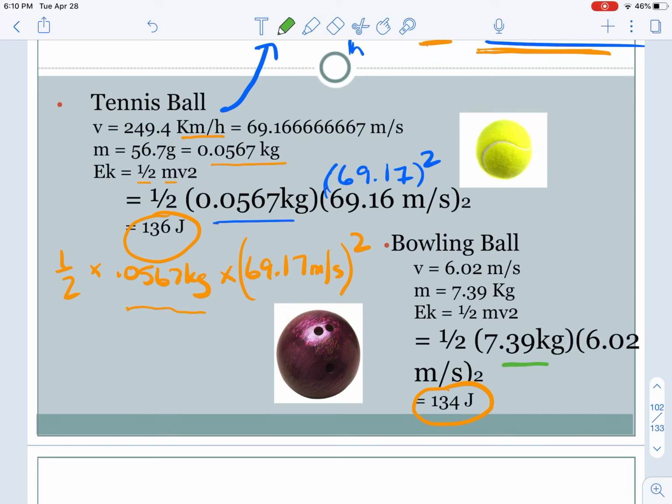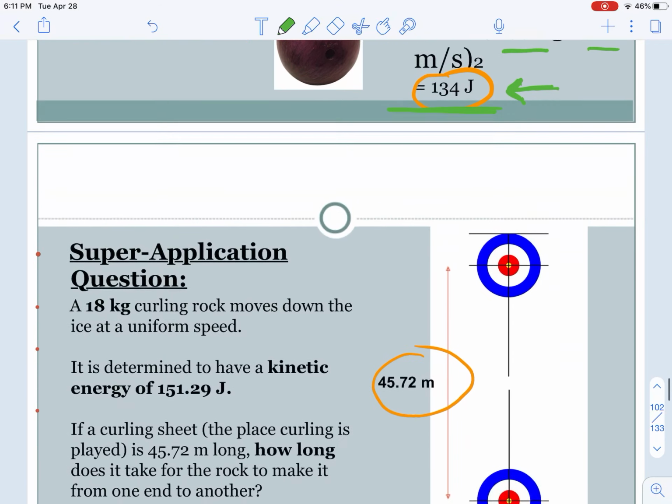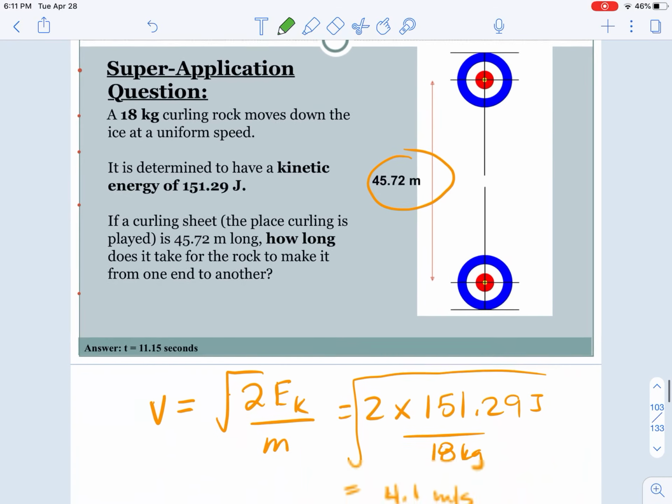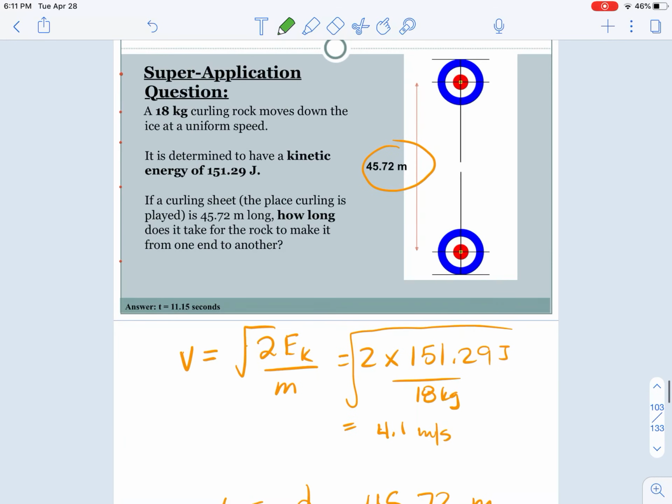When we do the bowling ball here, it's already in kilograms, so it's 1/2 times 7.39 times 6.02, because that's already in meters per second. But remember, it's squared, so you've got to multiply it again by 6.02. Try that out in your calculator. You should get 134, so you can check with these examples whether you can get the 136 over here and the 134 over here. Make sure it's something you can calculate. See how your calculator works. Because this does have that square in there, make sure these are calculations you can do.